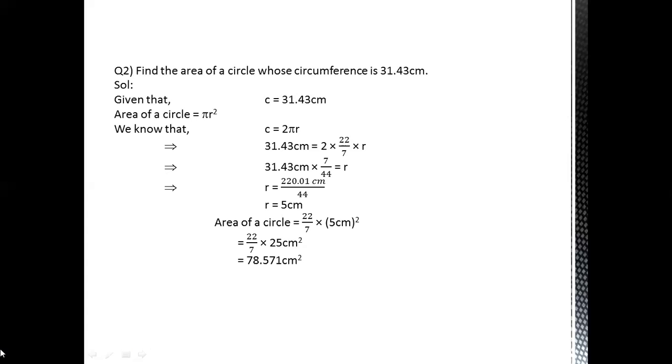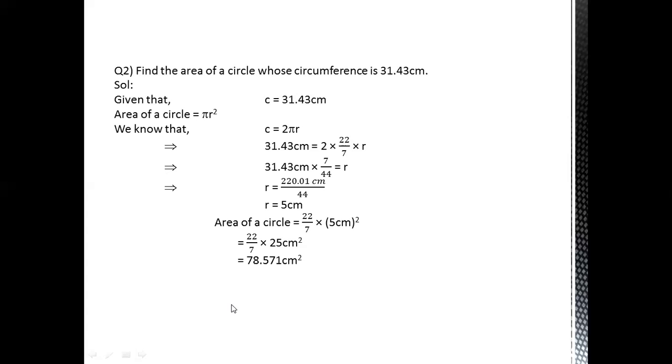Question number 3 is your homework. You will do it by yourself. In this, the radius of a circle is given. You have to calculate the area and circumference. Very easy. When radius is given as 6.3, circumference is 2 pi r. You just put the value of pi and then r, you will get the circumference, and for area, pi r square, you put the value of pi and r, and you will get the area.